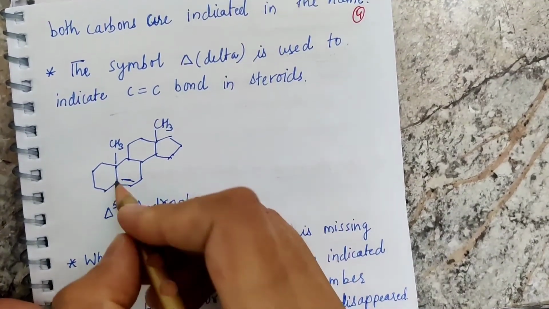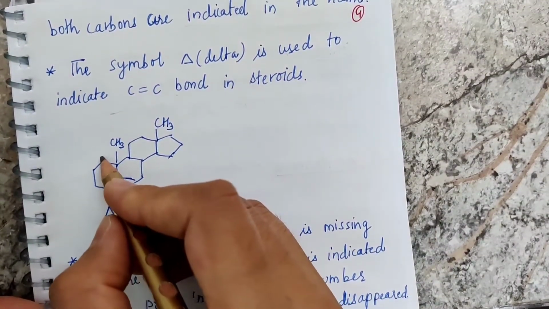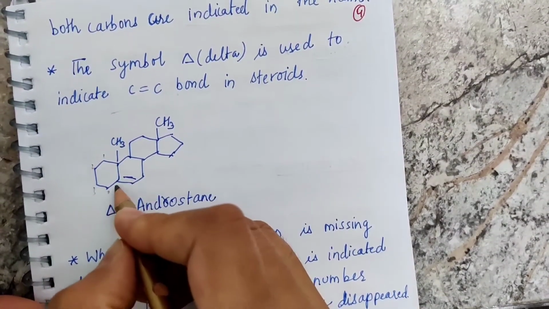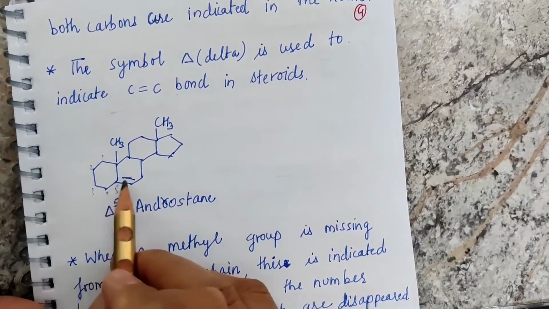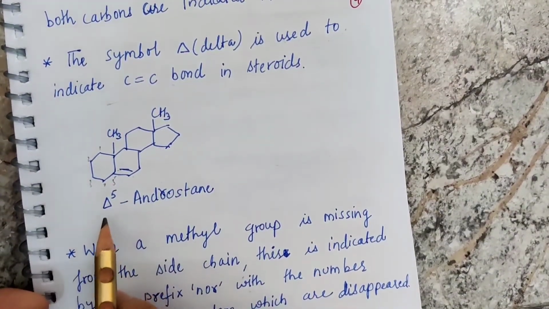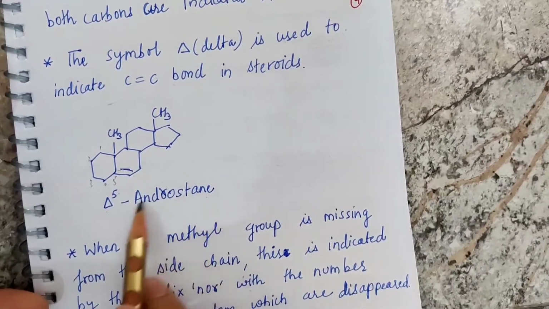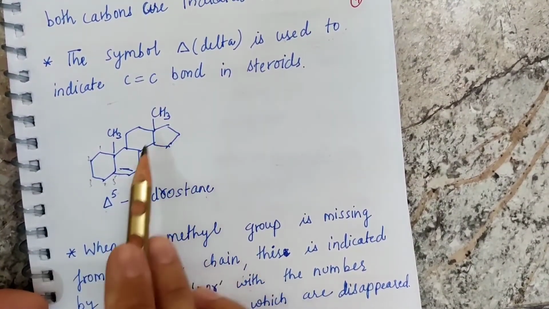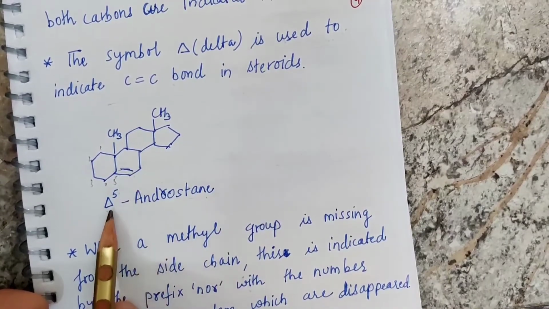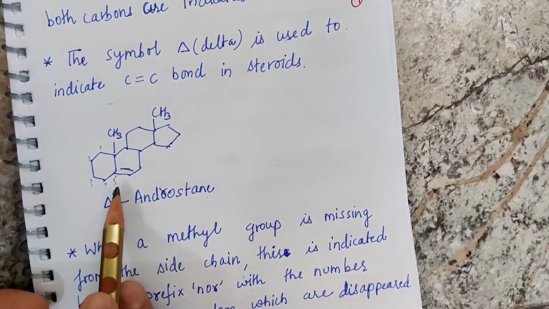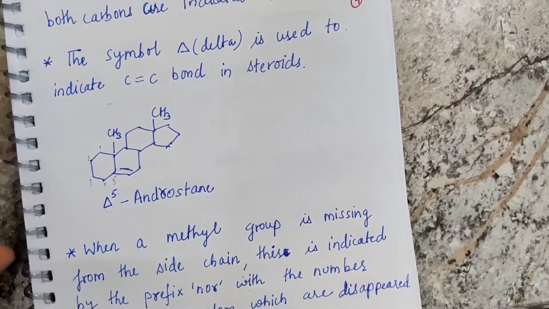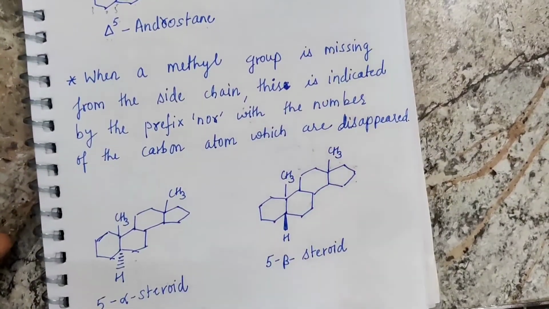Okay, so when we gave the numbering, it was like this: 1, 2, 3, 4, 5. So on the 5th carbon we have a double bond, so we will write it as delta 5 androstane. So this was the parent compound androstane, and since it has a double bond, it is indicated by delta, and 5 is the 5th carbon number. So that way the naming is done.